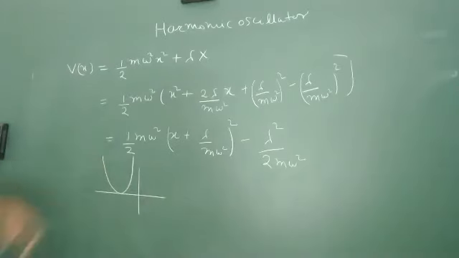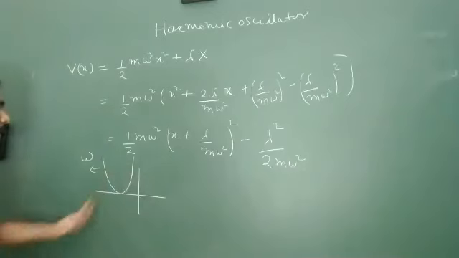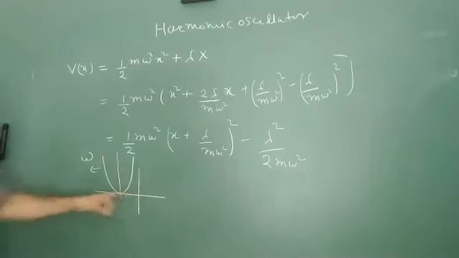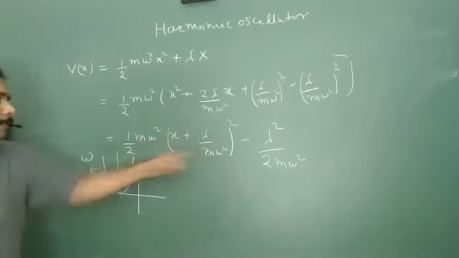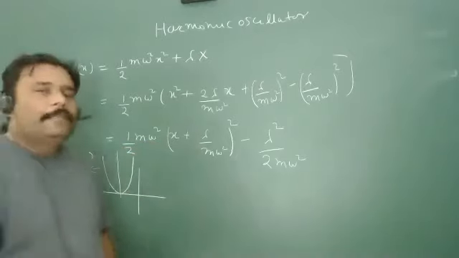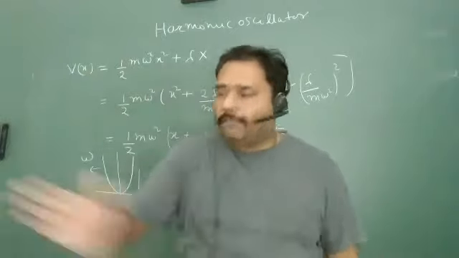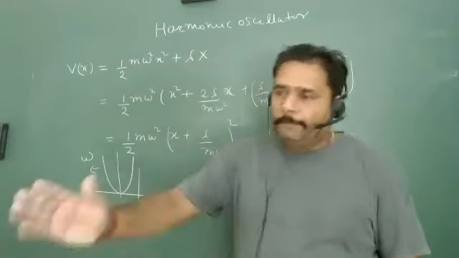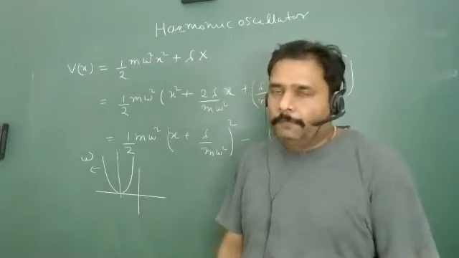But please mind it, the angular frequency will be the same. The angular frequency is the same, so the parameter is not going to change. What is going to change? The mean position is going to change. The mean position was x is equal to 0. Now the mean position is minus lambda upon m omega square. So what will happen when your potential is horizontally transformed? Is there any problem for the energy eigenvalue?